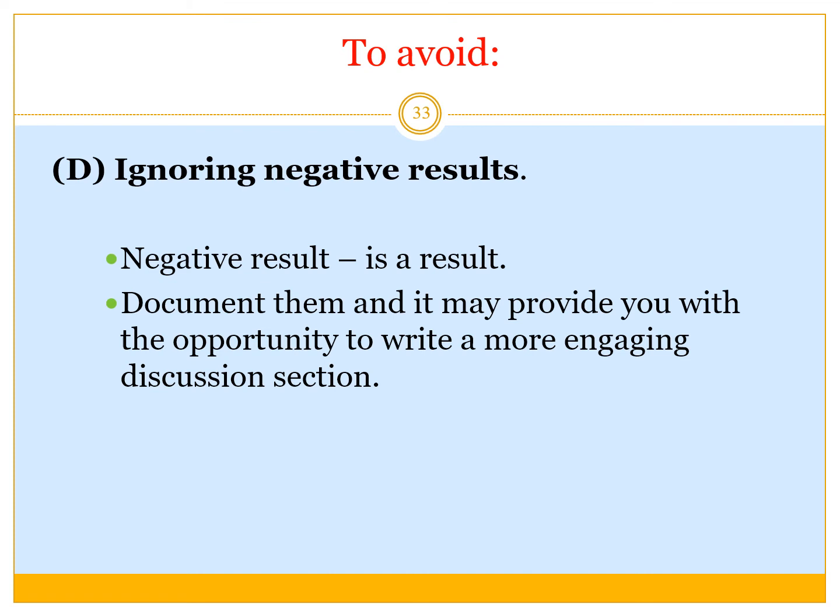And many researchers are always afraid of telling negative results. Actually, we can report negative results because a negative result is also a result. So if your experiment shows that it is negative, it doesn't mean that it is wrong. So negative results can also help future researchers to understand that there's something not possible to be done, and when they try to repeat it and they get negative results, they won't get frustrated by doing that. So document them, and it may provide you with the opportunity to write a more engaging discussion section later.